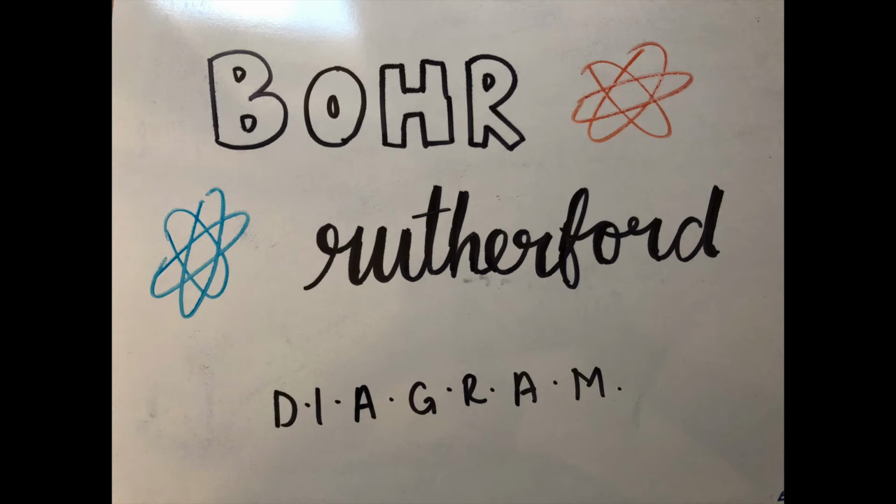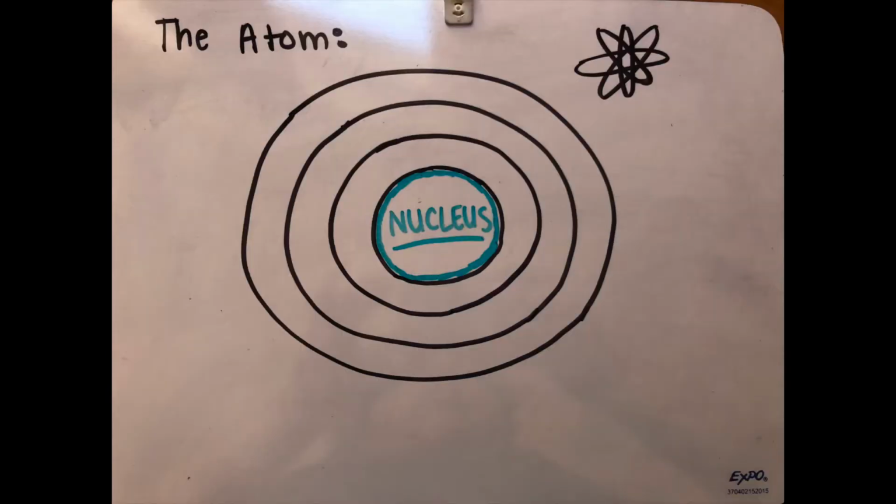Today we're going to be taking a look at Bohr Rutherford diagrams, a really simple and easy way for students to understand what the inside of an atom looks like. Before we start on the diagrams, let's quickly refresh ourselves on the inside of an atom.